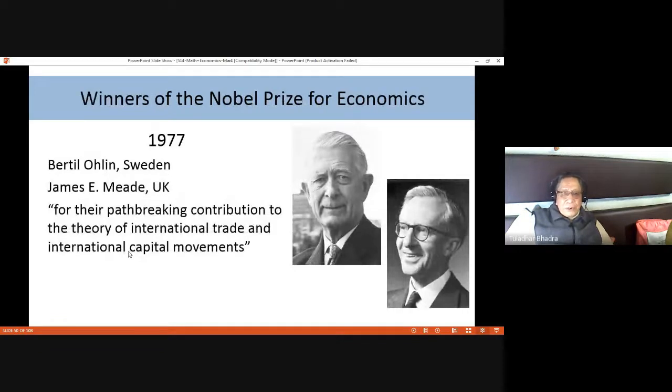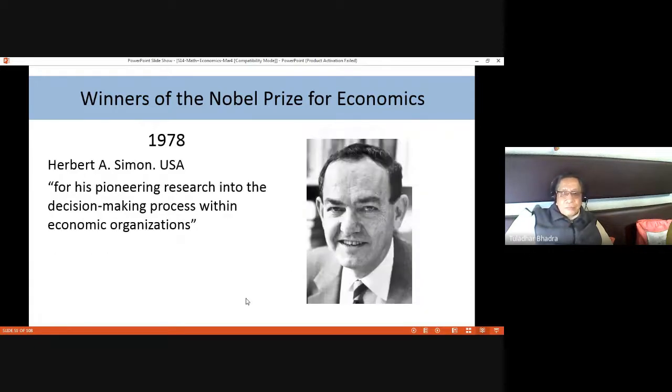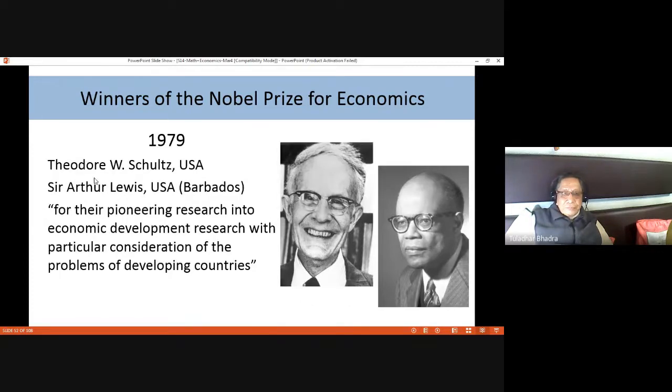1977, Bertil Ohlin, Sweden, and James Meade, UK, for their path-breaking contribution to the theory of international trade and international capital movements. And Herbert Simon, USA, for his pioneering research into the decision-making process in economic organization. 1979, Theodore Schultz, USA, but he was from Barbados, for pioneering research into economic development, with particular consideration of the problems of developing countries.